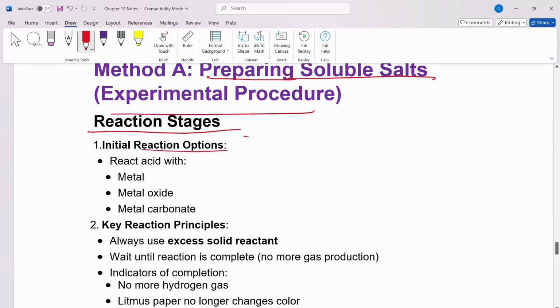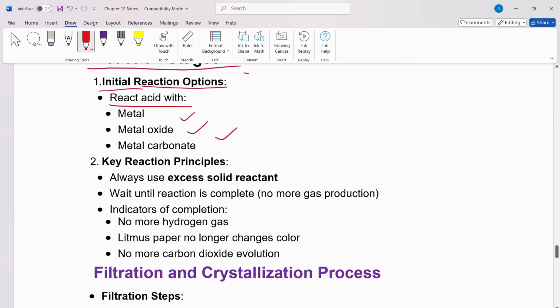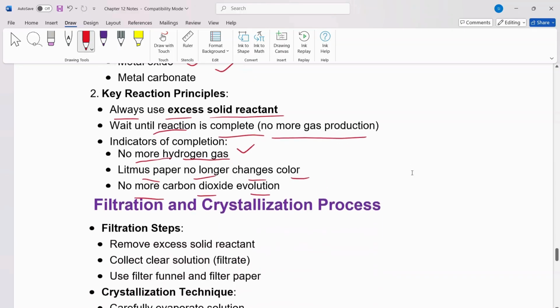Initial reaction option: the acid can react with a metal, metal oxide, or metal carbonate. The key principle used here is always to use excess solid reactant. Wait until the reaction is complete. Indicators of completion can be no more gas production, no more hydrogen gas being produced, litmus paper no longer changes color, and there is no more carbon dioxide evolution.